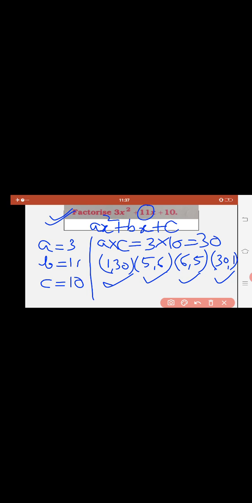Now if it is 1 and 30, either we subtract 1 from 30 or 30 from 1, we are not going to get 11, so we just cancel out these two factors. What are we left with? 5 and 6. If we add 5 and 6, we get 11, so yes, we will consider 5 and 6. So what will be our solution? 3x square plus, we had the factors 5 and 6.